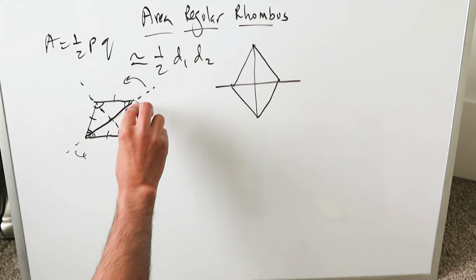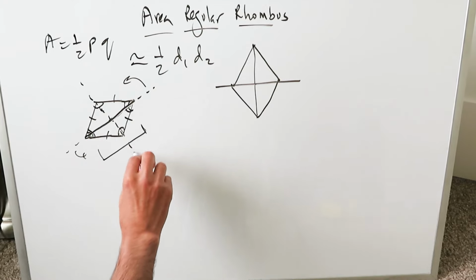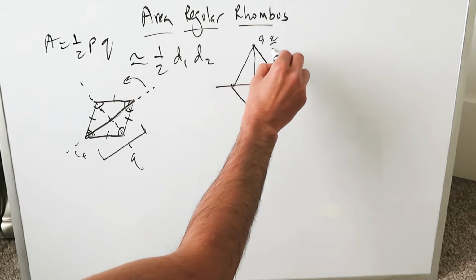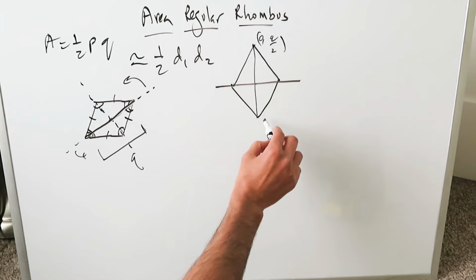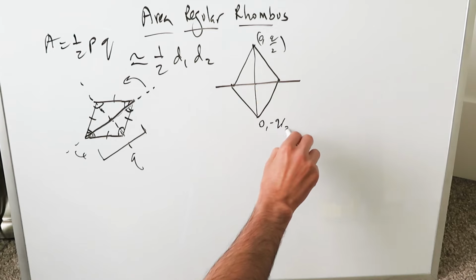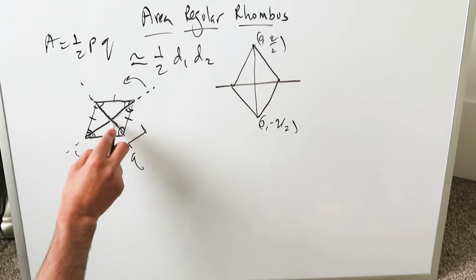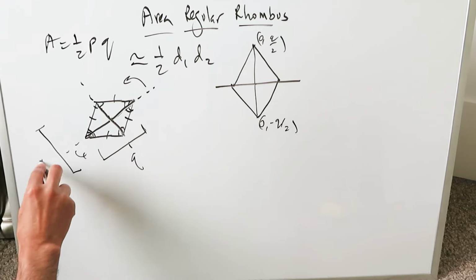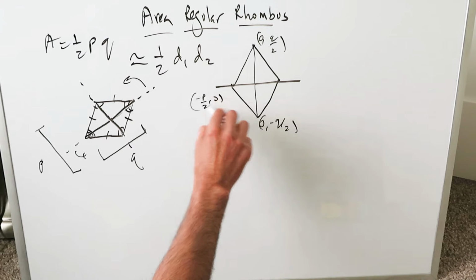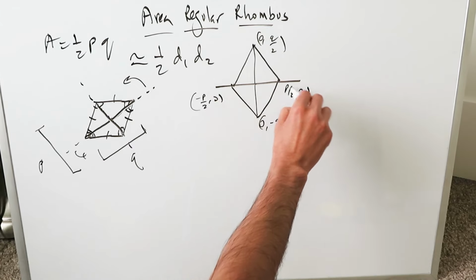If this here represents one diagonal, we'll call this diagonal Q. Then we're looking here at that Q. This becomes (0, Q/2) because we've cut it into halves. Here's one half, here's the other half. This becomes (0, -Q/2). If this here represents the other diagonal, we'll call this diagonal P. Then again we're splitting it into halves: (-P/2, 0) and (P/2, 0).